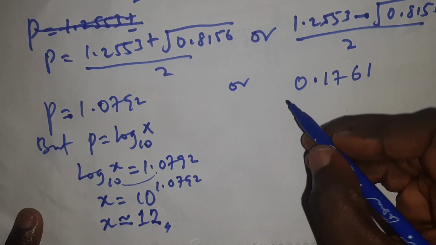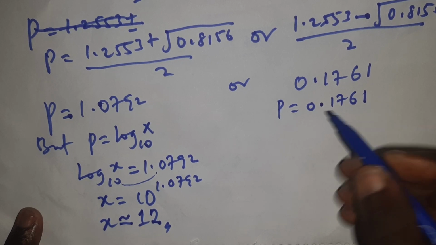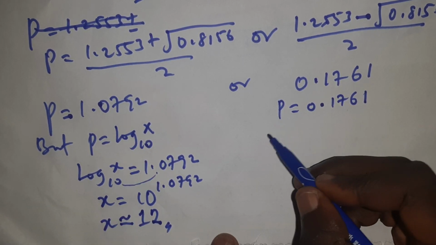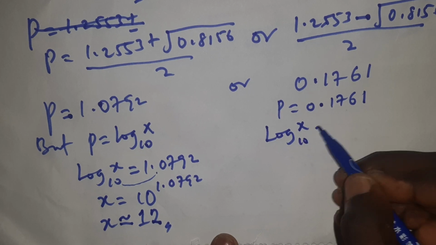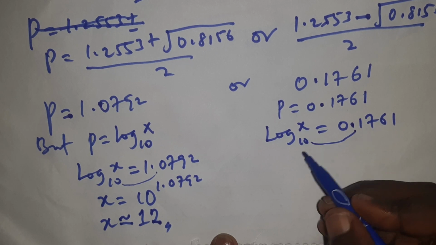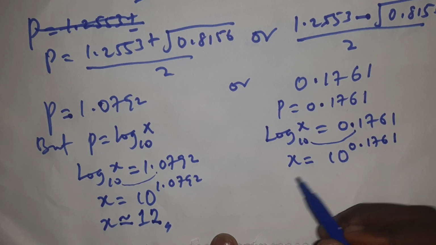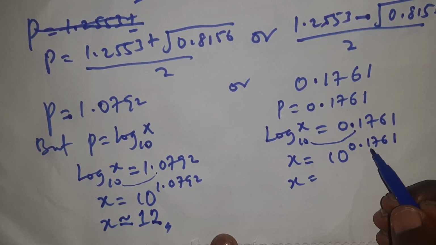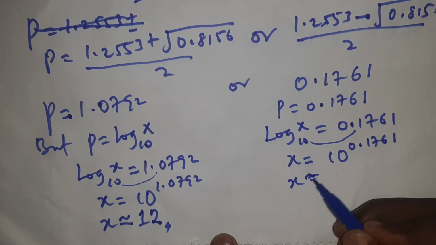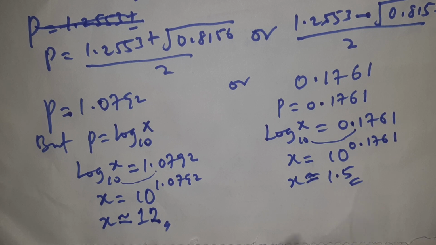Then the second one, the same thing. We have p equals 0.1761. And then we know that p equals log x base 10. So you now have log x base 10 equals 0.1761. And of course, 10 raised to the power, this must give x. So x equals 10 raised to the power 0.1761. If you use your calculator, this gives us approximately 1.5. So that's it. These two values will satisfy the equation and make it true.